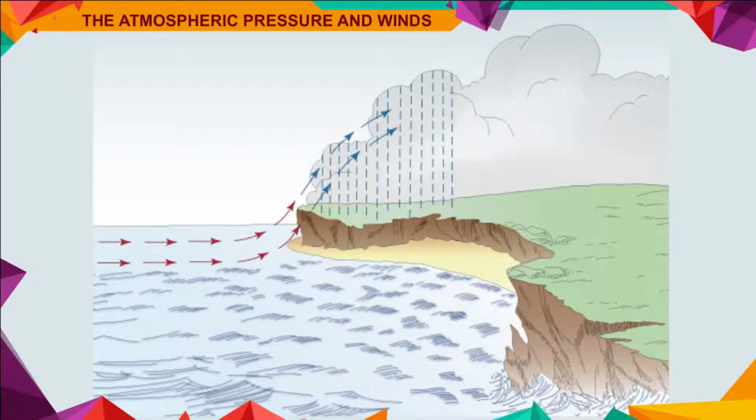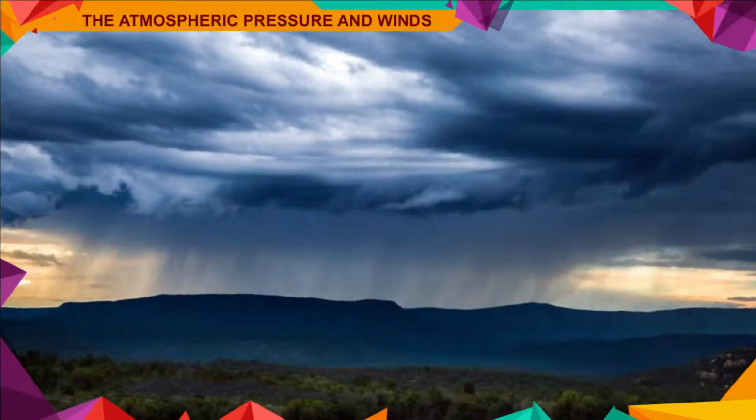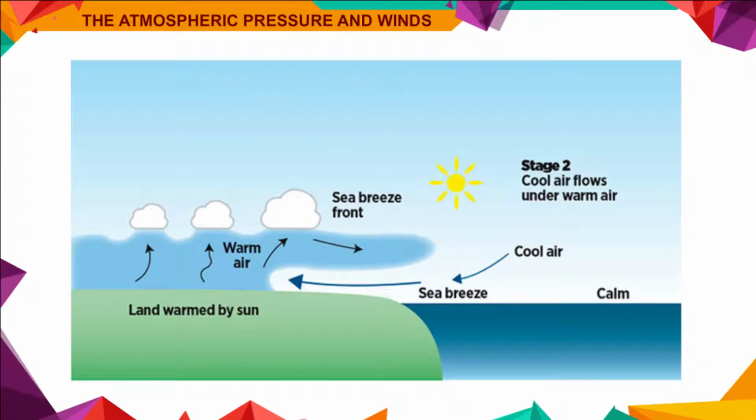Local winds. Winds that arise due to any local or regional changes in the temperature and pressure are known as local winds. They affect small areas over a shorter period of time. Some local winds, like monsoons, land, and sea breezes, are periodic. They are also called seasonal winds.